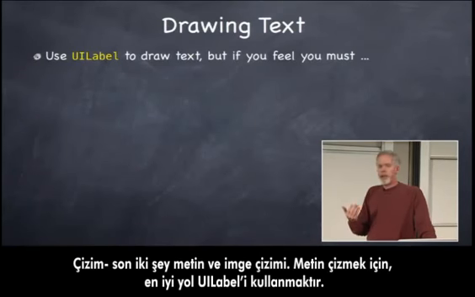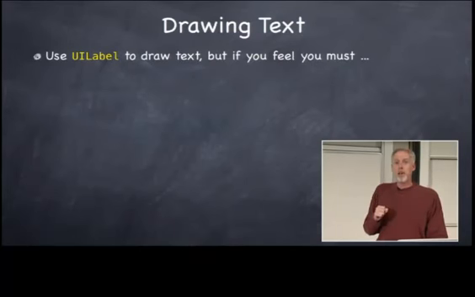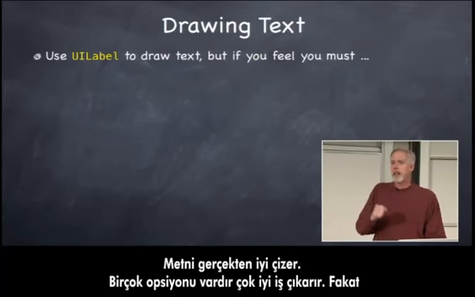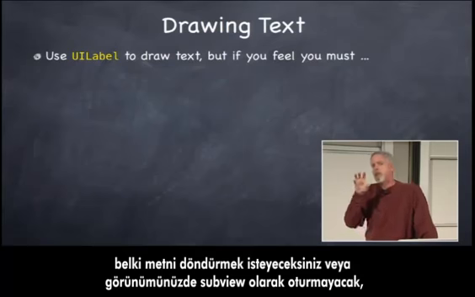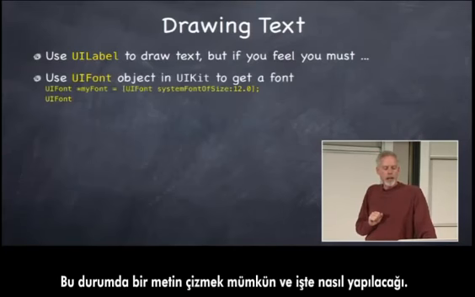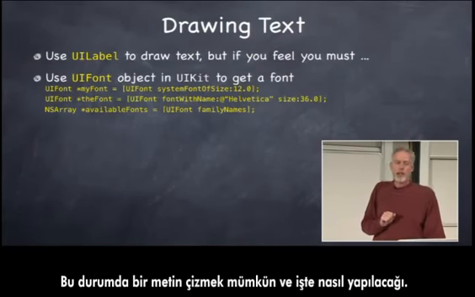Last two things here is drawing text and images. So to draw text, the best way is to use a UI label. It draws text really well, has lots of options, does a really good job of it. But if you need to actually draw text in your custom draw rect for some reason, like maybe you need the text to be rotated somehow, or it can't really sit as a subview in your view, then it is possible to draw text, and here's how you do it.